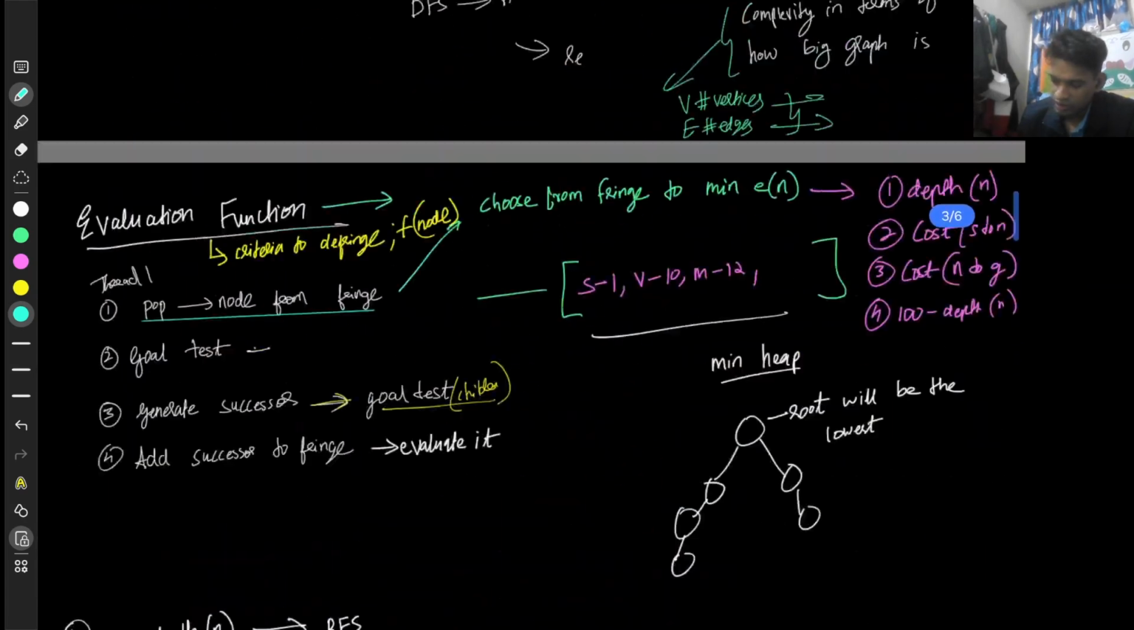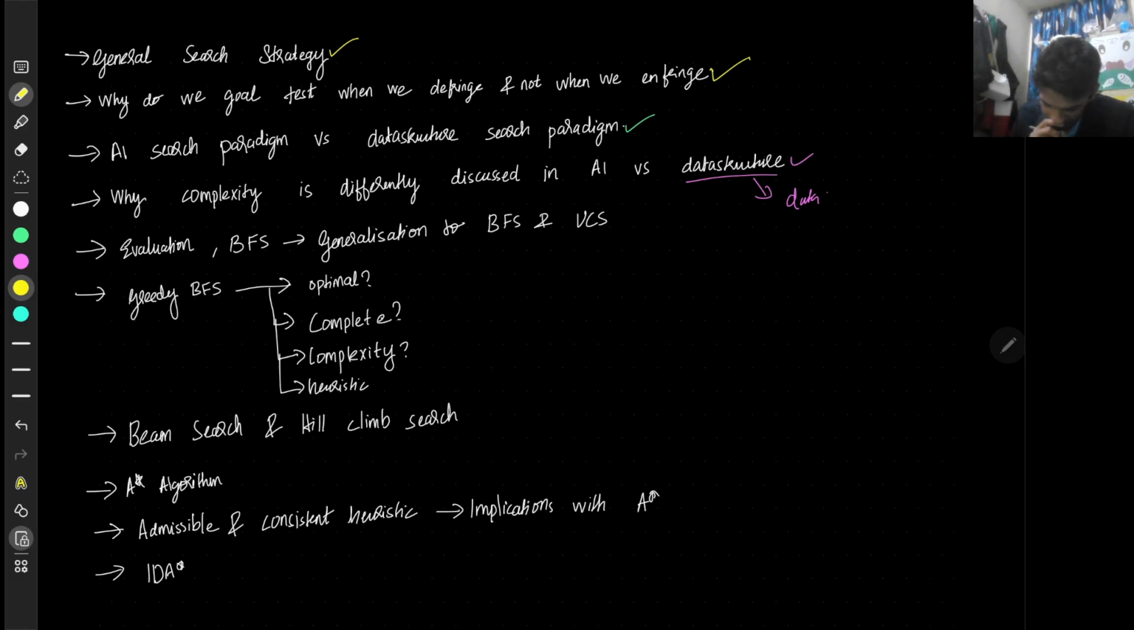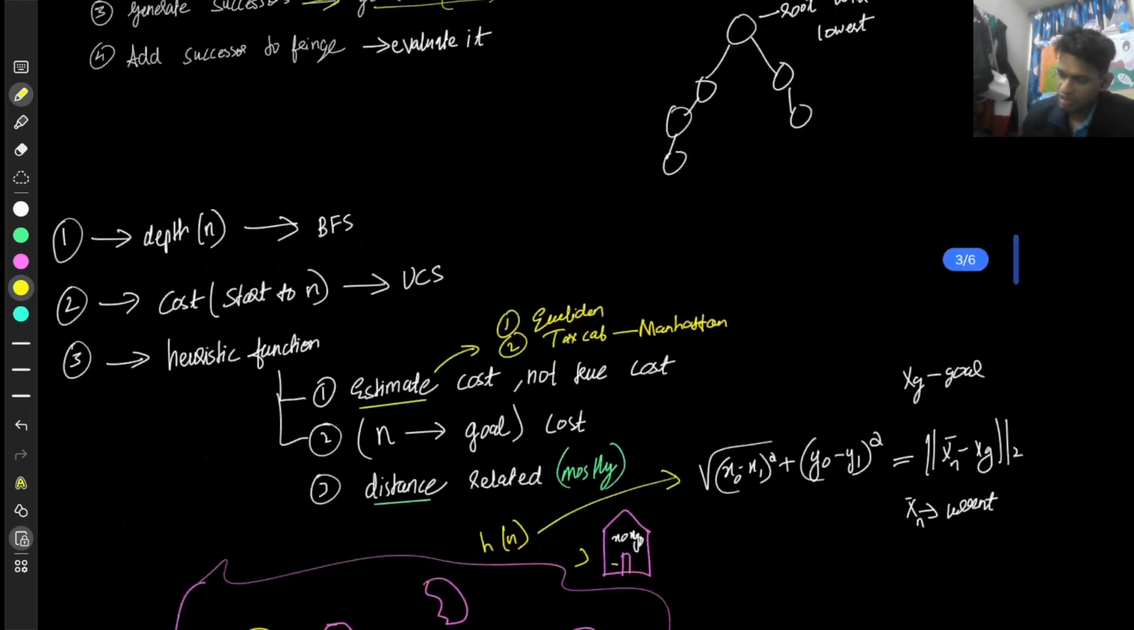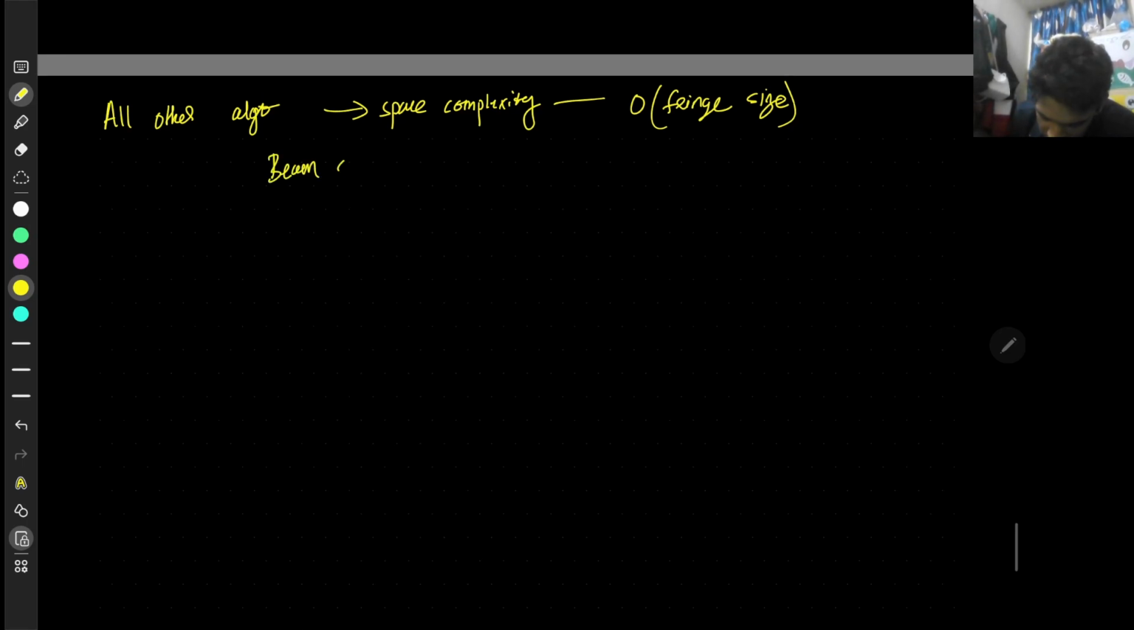So what is happening? In all the other algorithms, like A star, UCS, BFS, what they take is, okay, I have not mentioned that here in the summary. So let me add that here. In all the other algorithms, your space complexity is your fringe complexity, the maximum size of the fringe.